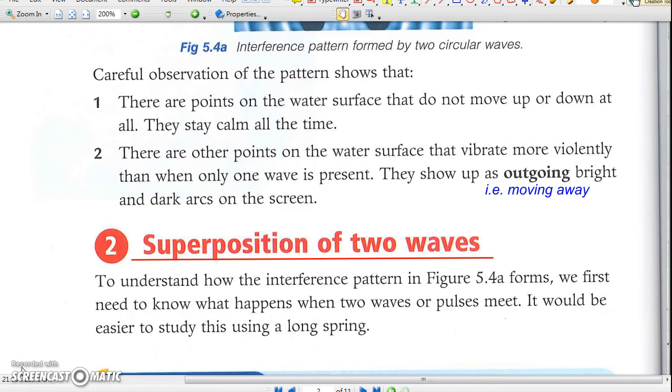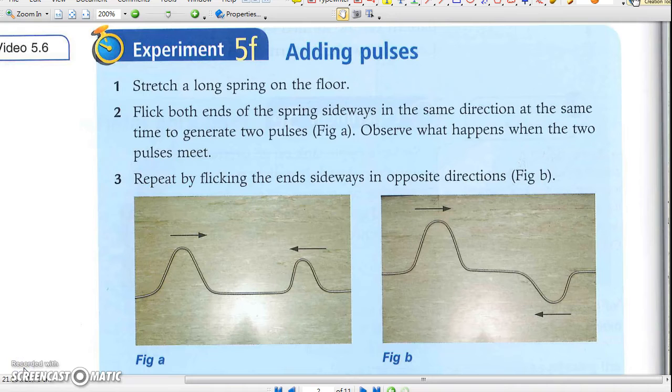2. Superposition of two waves. To understand how interference is produced, we have to understand something more fundamental first. Stretch a long spring on the floor. Flick each end of the spring sideways once at the same time in the same direction. What happens when the pulses meet each other? And what happens after the pulses have separated?